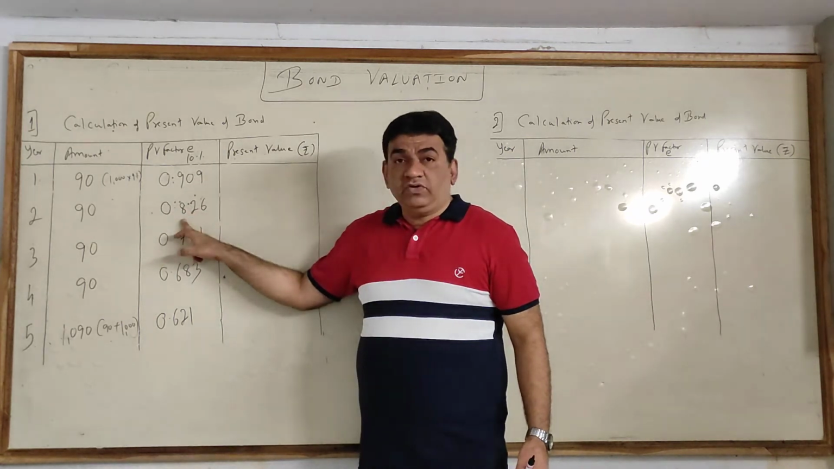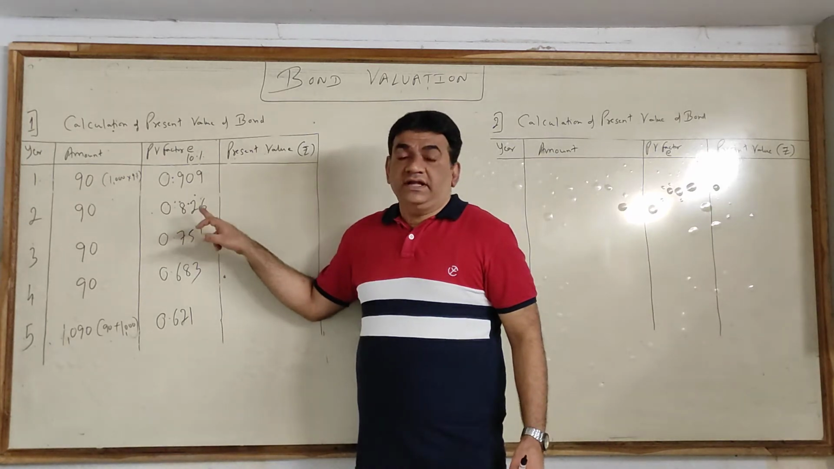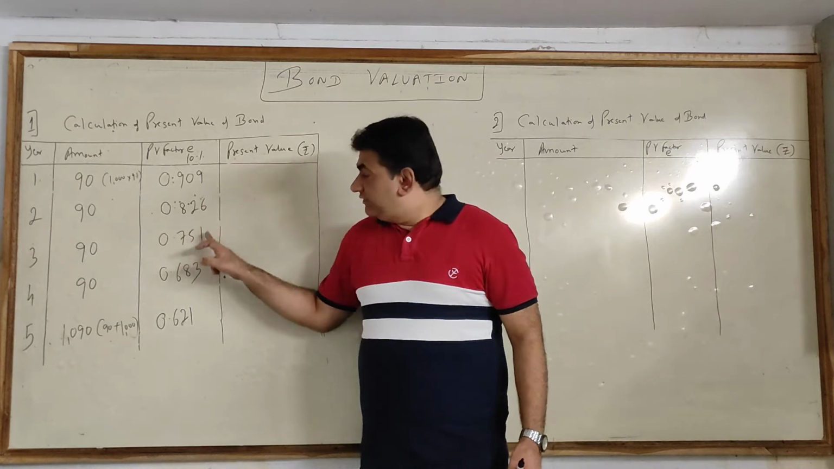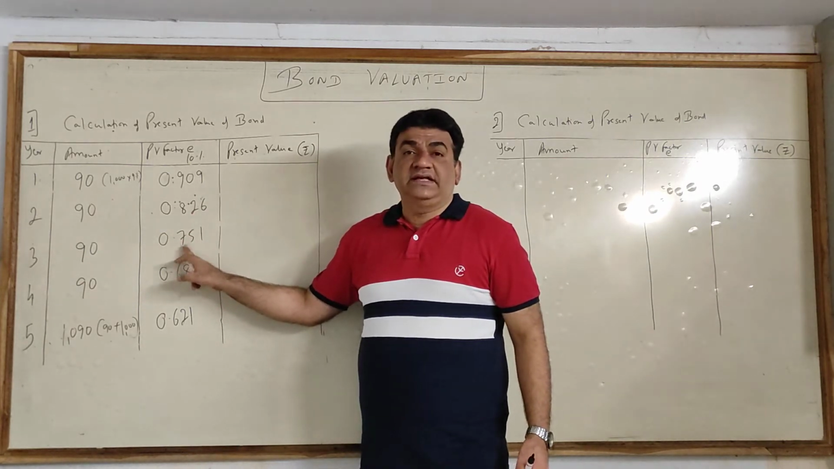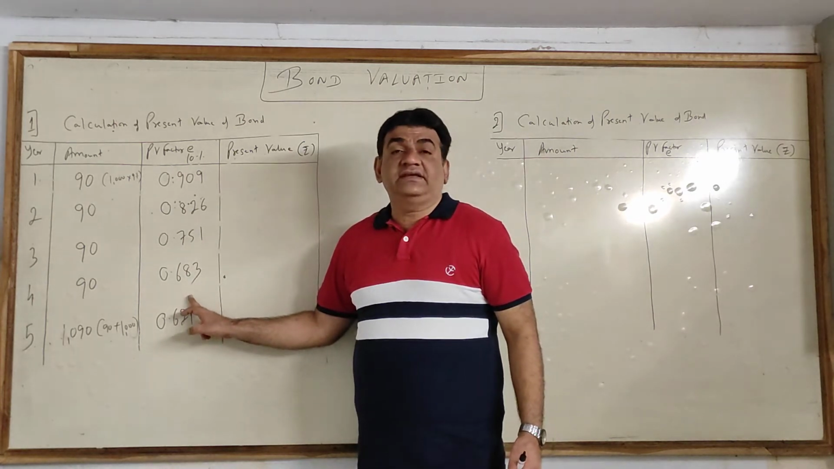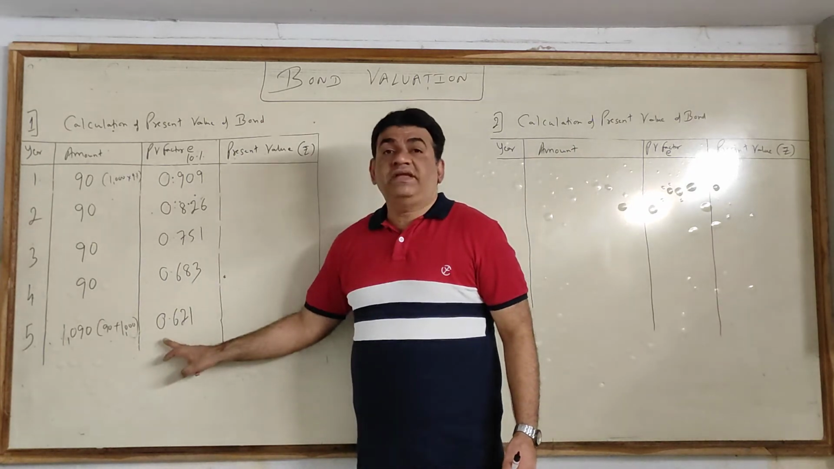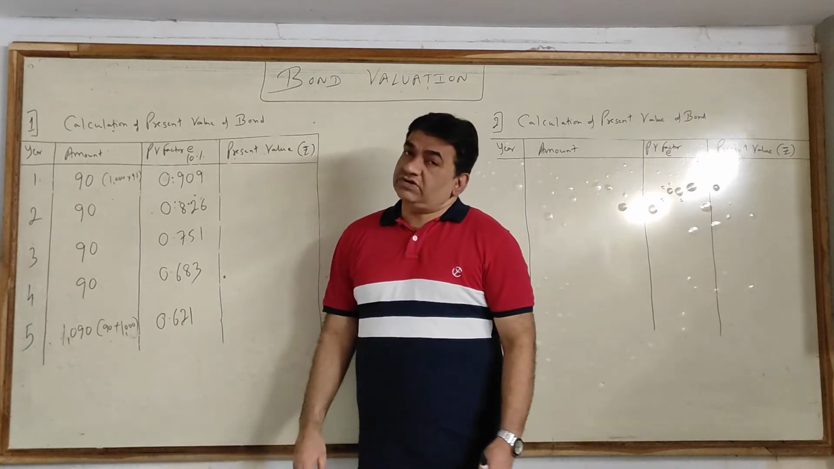The value of 1 rupee after 2 years, today, is 83 paisa. You invest 83 paisa, after 2 years you will get 1 rupee. The value of 1 rupee after 3 years, today, is 75 paisa. After 4 years it is 68 paisa. And the value of 1 rupee after 5 years, today, is 62 paisa. Getting it? This is the concept.